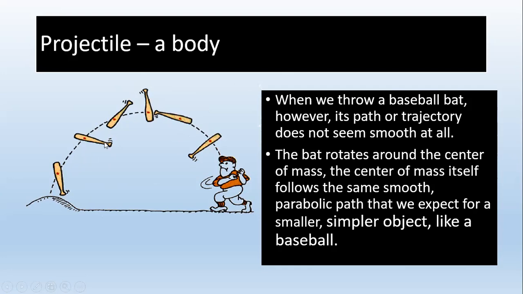But if we look at the center of mass, you can see a point there, the red dot. The bat rotates about the center of mass. You can see that it rotates about the center of mass. The center of mass itself follows the path of a projectile, a smooth, parabolic path that we expect for a simpler object like a baseball.